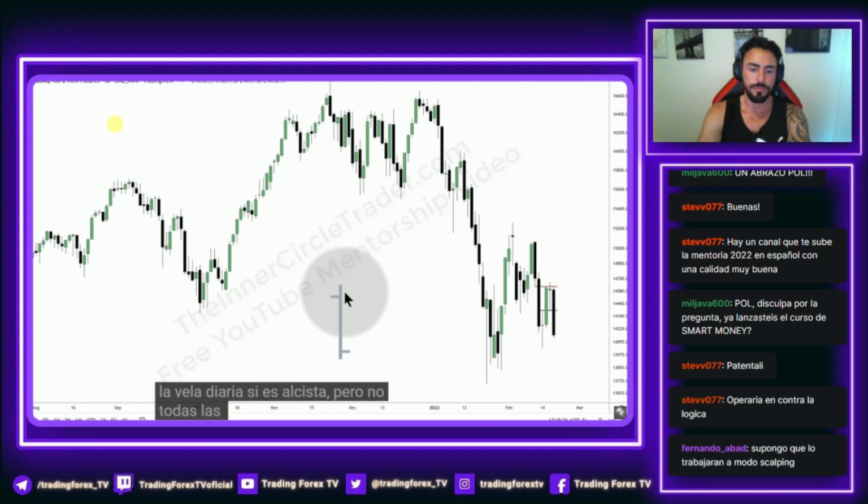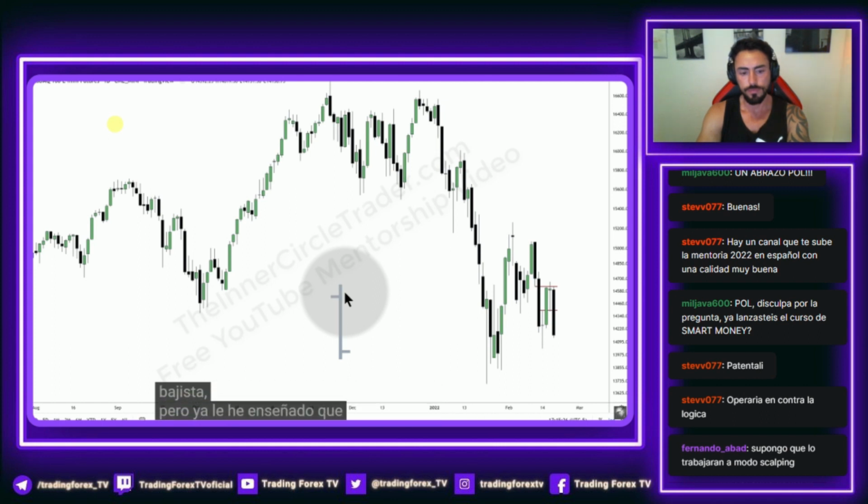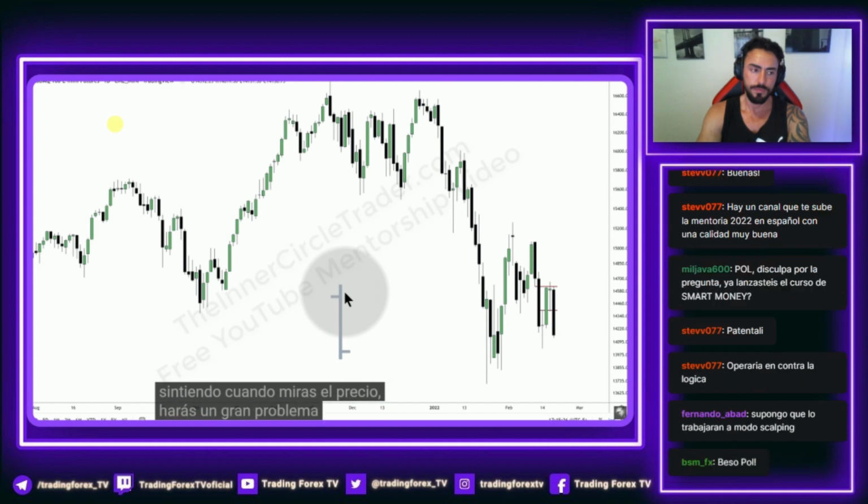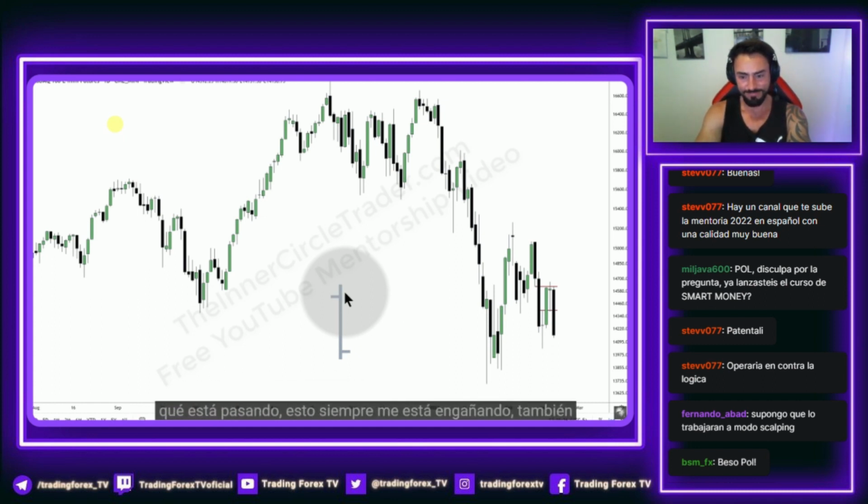But not every single candle in a series of the entire price swing is going to be all up close candles when you're bullish. Conversely, not every candle is going to be a down close candle when you're bearish. But I've already taught you, when you have these sustained price swings on the higher time frame, you're not seeing a lot of up close candles when it's bearish, and you're not seeing a lot of down close candles when it's bullish. But contrast that with what you may be feeling when you're looking at price. You'll make a big deal out of one down day when you've been bullish, and it completely takes you out of your game. Oh, I can't determine bias. I don't know what's going on. This is always tricking me.